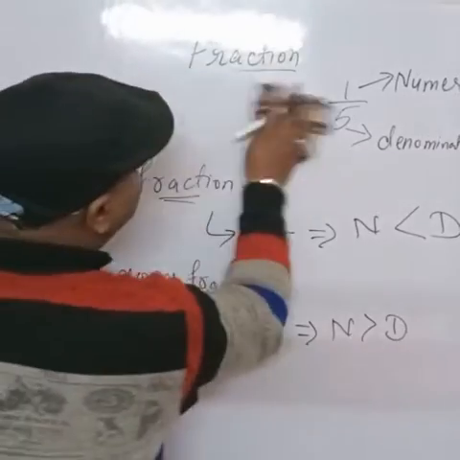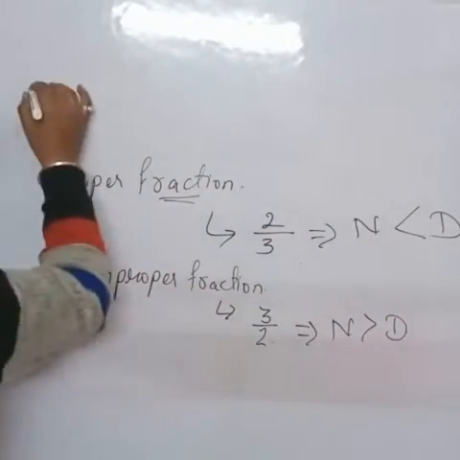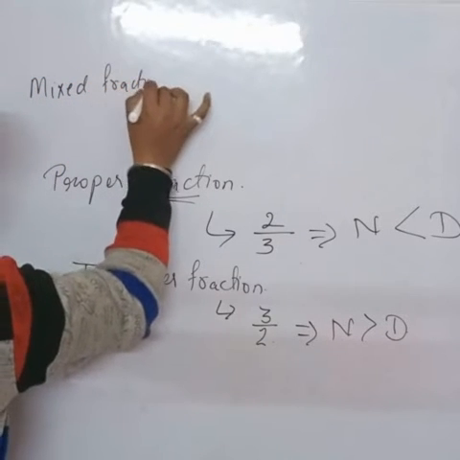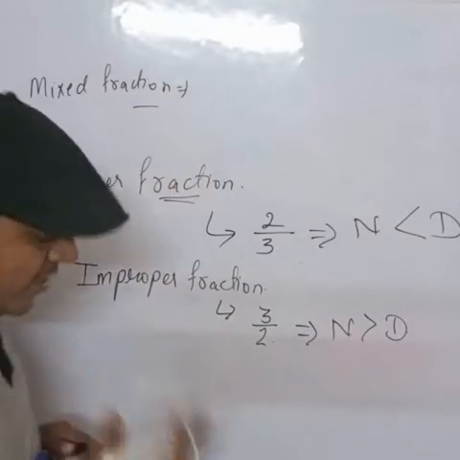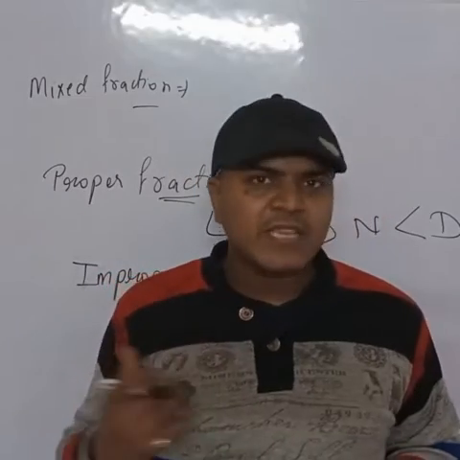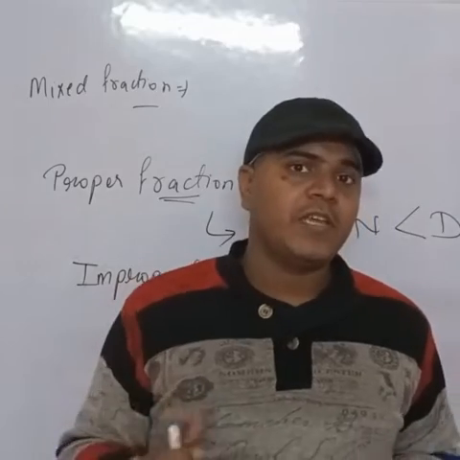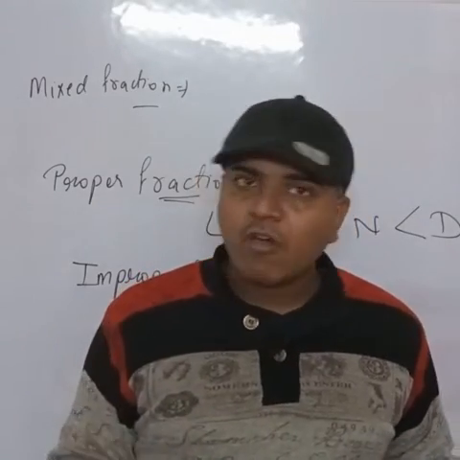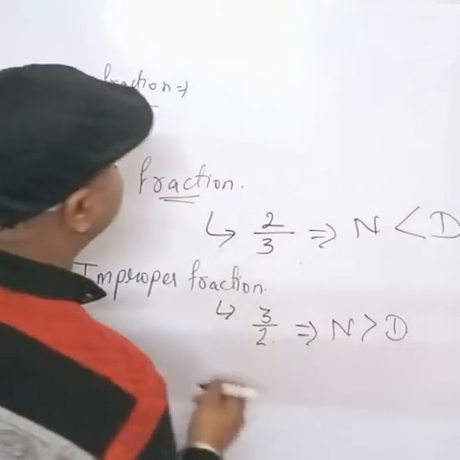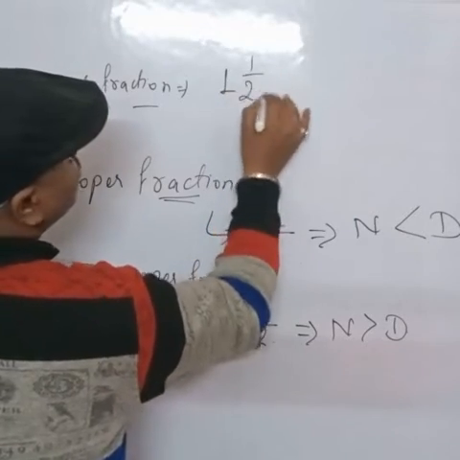The next one is a mixed fraction. What is mixed fraction? Mixed fraction is a combination of whole and the proper fraction. So let us take an example. We can write 1 whole 1 upon 2.